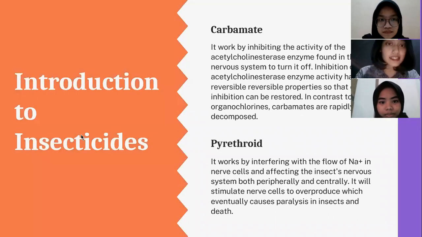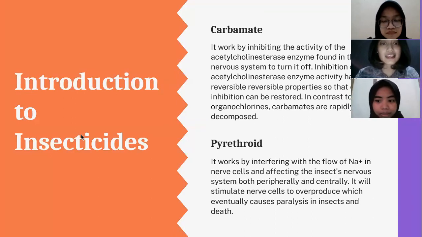And the third is carbamate. It works by inhibiting the activity of the acetylcholinesterase enzyme found in the nervous system, to turn it off. Inhibition of acetylcholinesterase enzyme activity has reversible properties, so that enzyme inhibition can be restored. In contrast to organochlorine, carbamates are rapidly decomposed.